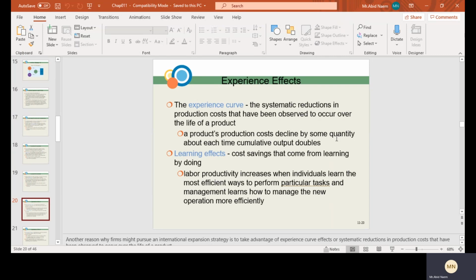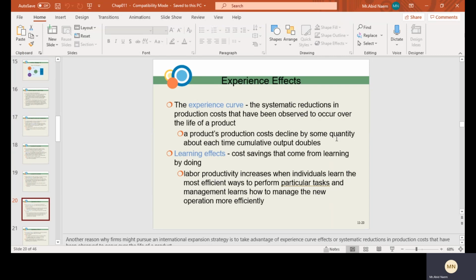The experience curve is the systematic reduction in production costs that has been observed to occur over the life of a product. A product's production cost declines by some quantity about each time cumulative output doubles. Simply put, with the passage of time, as you try to understand and optimize your operations related to product manufacturing, every time a new batch is developed, you will automatically start reducing the cost incurred for product development, assembly, or manufacturing, and that will translate into the experience curve.